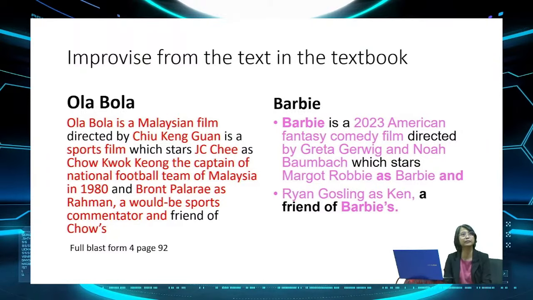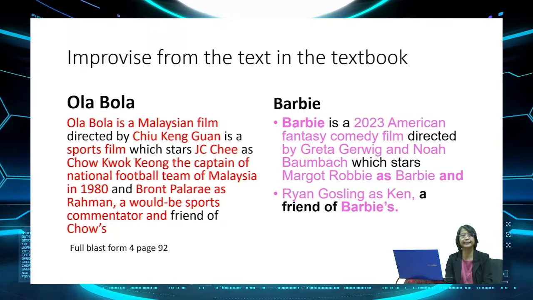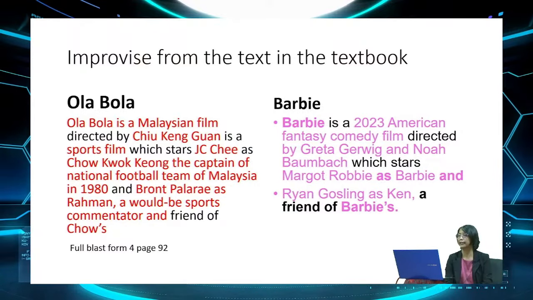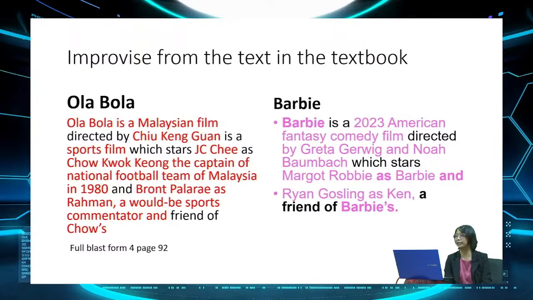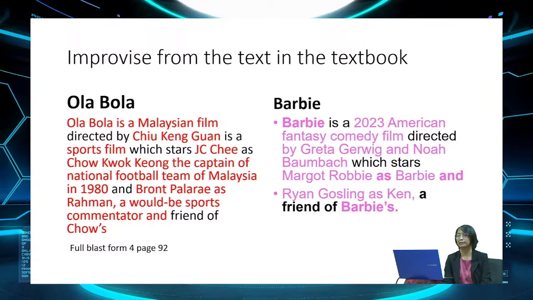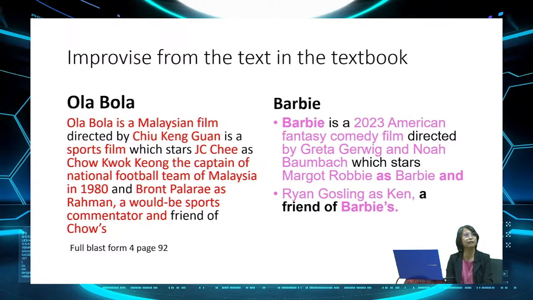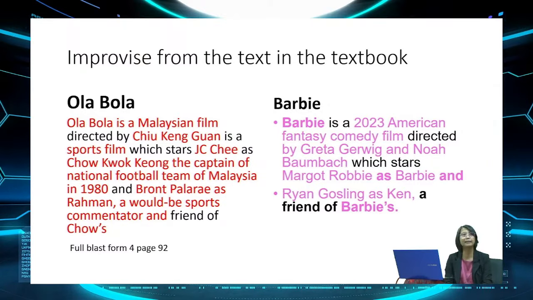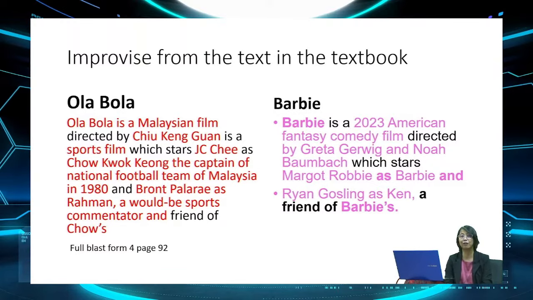So if you want to write about Barbie, all you need to do is replace the name of the film, the genre of the film, and then the characters, the actors, and the actresses. There you have one paragraph of your own. And this is a well-written one because you have kept the structure from the textbook.